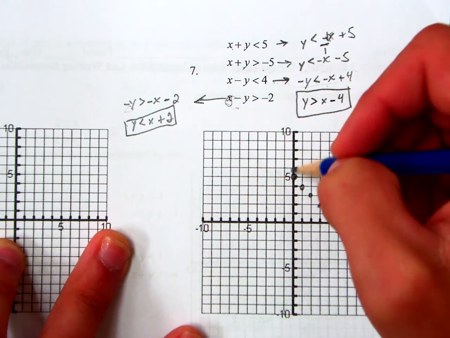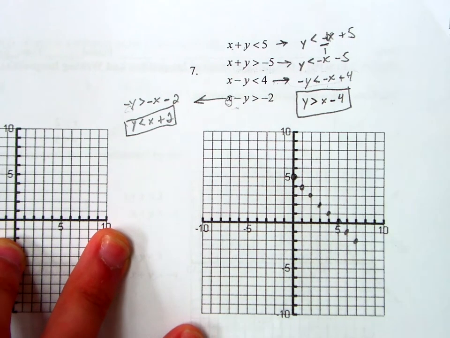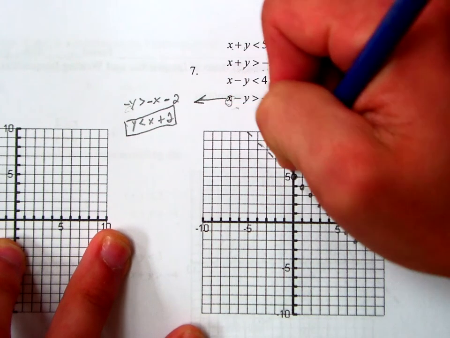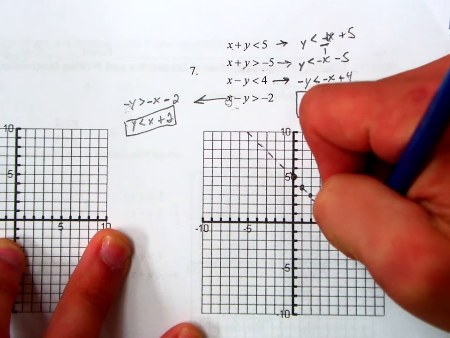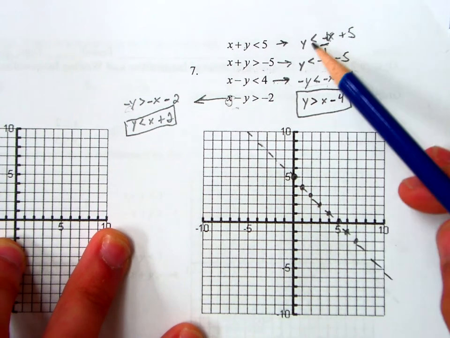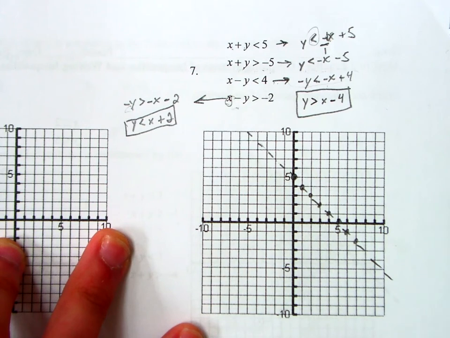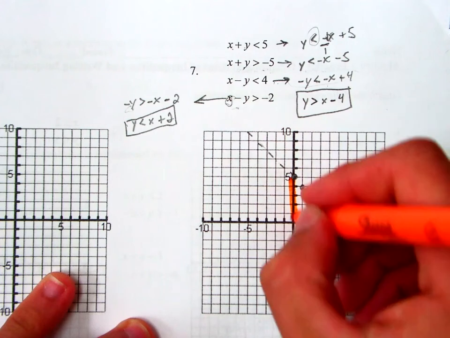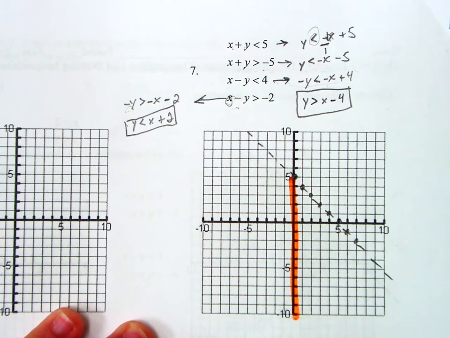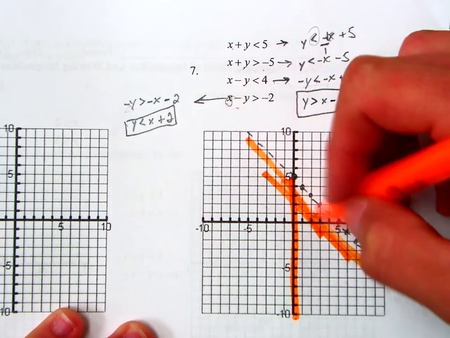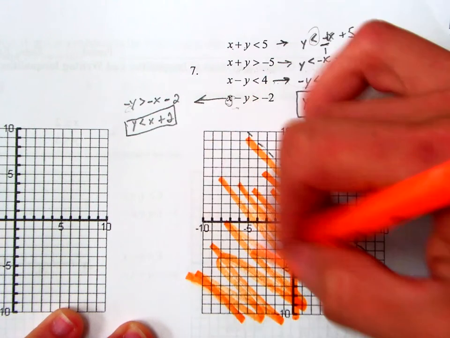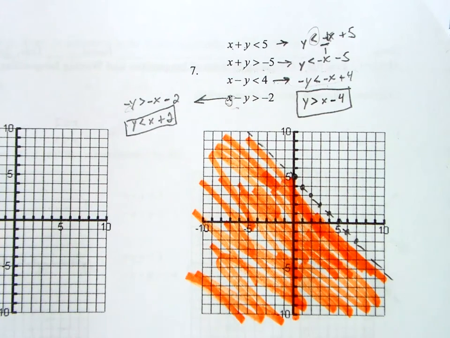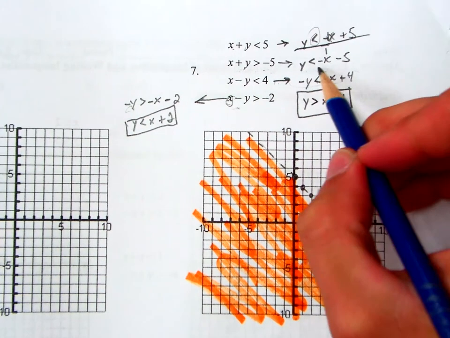So here's my line. It's a dashed line. I'm going to be shading, looks like below, because y is smaller. So again, right here, shading on this side where the smaller y's are, so somewhere in this area. Alright, next. So we're done with this one. Let's go on to the next one.